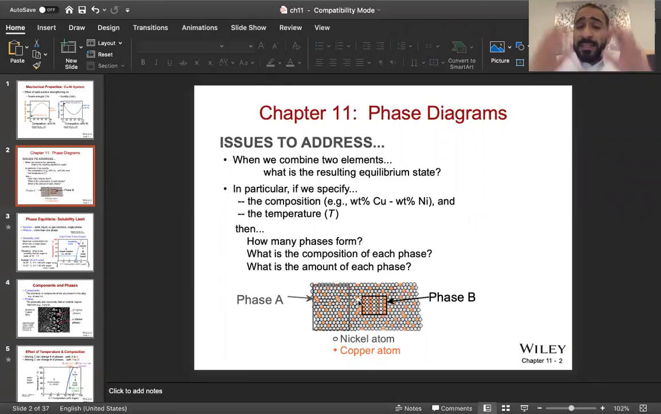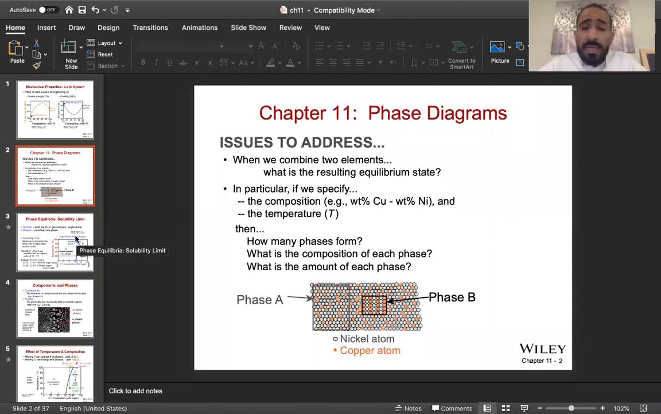So a phase diagram is the graphical representation of the phases that might exist as we are varying the temperature with the composition.